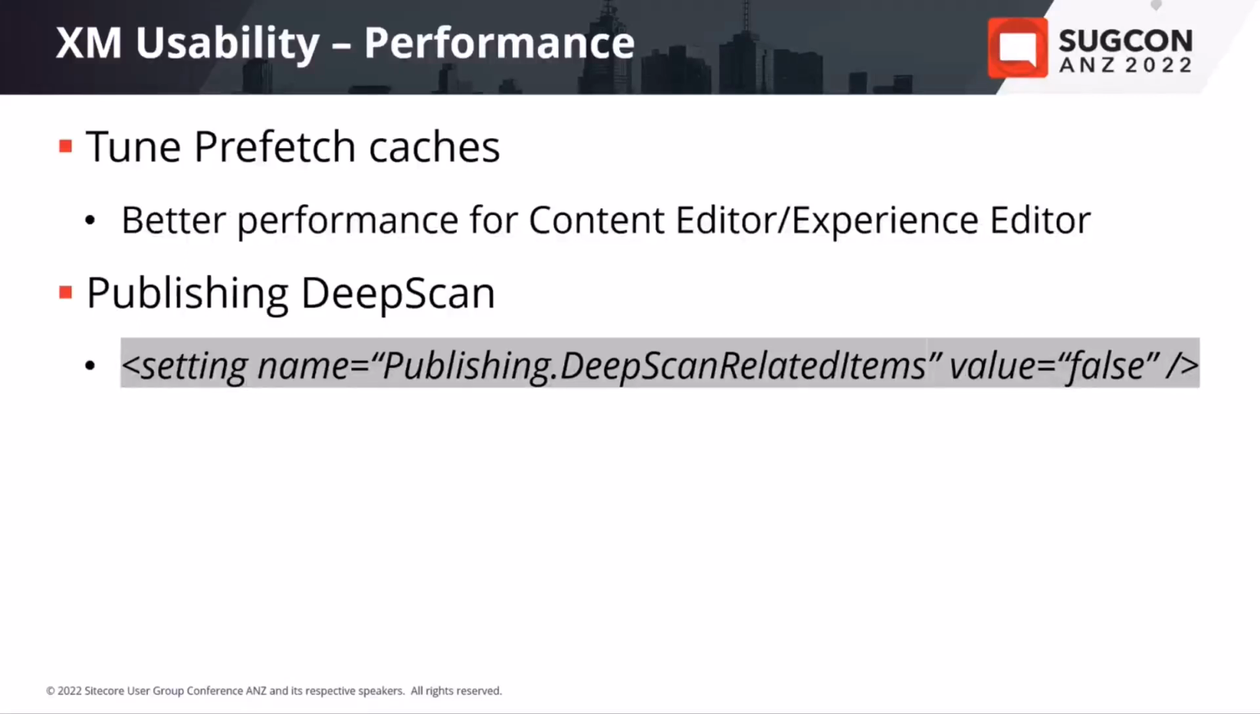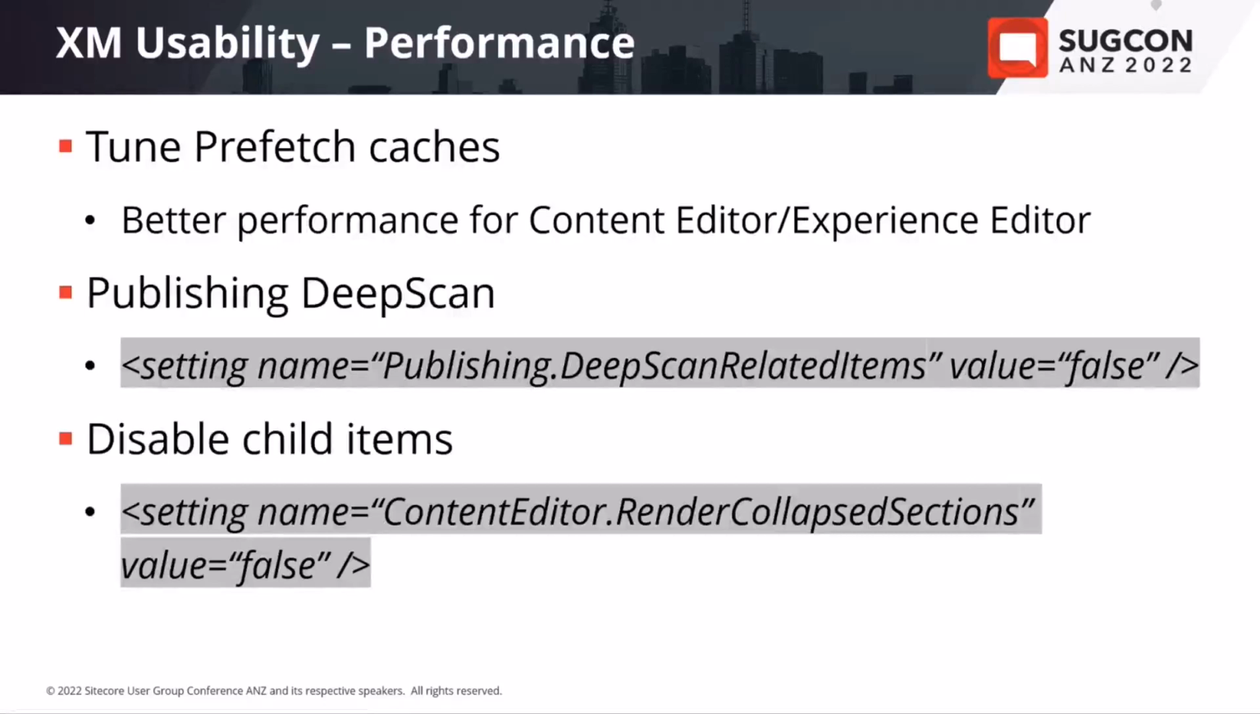We also have certain settings that we've seen are very useful for disabling. The deep scan related items setting applies when you're publishing and you're publishing related items. There's this whole idea of how far down the tree you go: here are my items, here are the sub items, here are the related items to those sub items, and the related items to the related items. Turning this off means it's only going to go down one level, so the deep scan is not going to go so deep. That can save on your publishing performance.